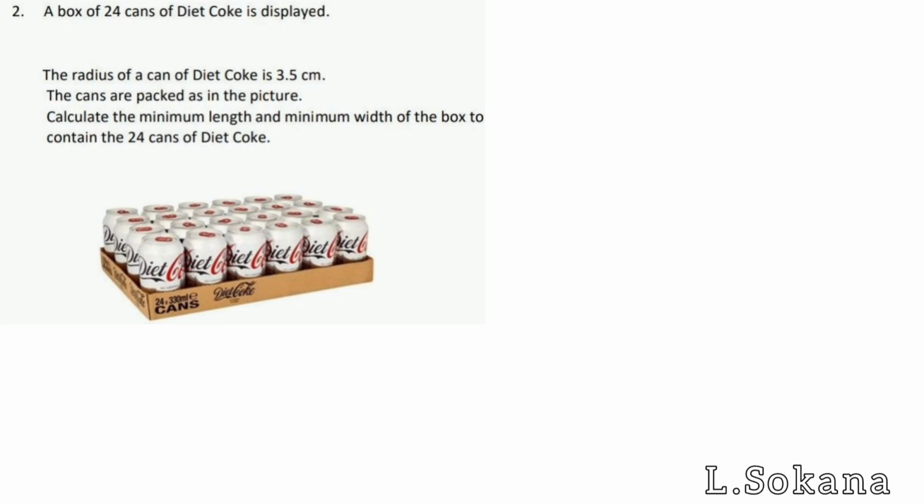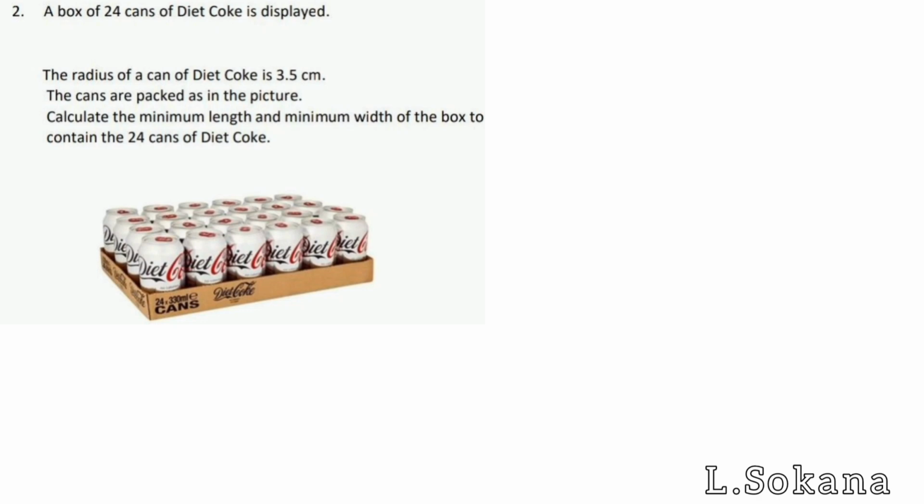Now that we know the basics, let's get into it. A box of 24 cans of Diet Coke is displayed. And we can see here guys, there are 4 cans of Coke widthwise and there are 6 cans of Coke lengthwise. The radius of a can of Diet Coke is 3.5 centimeters. The cans are packed as in the picture. Calculate the minimum length and the minimum width of the box to contain the 24 cans of Diet Coke.